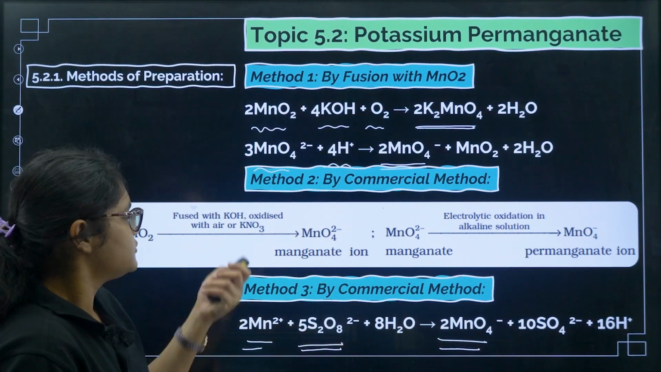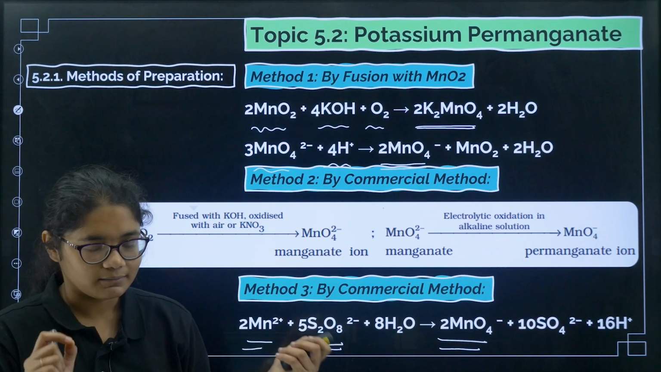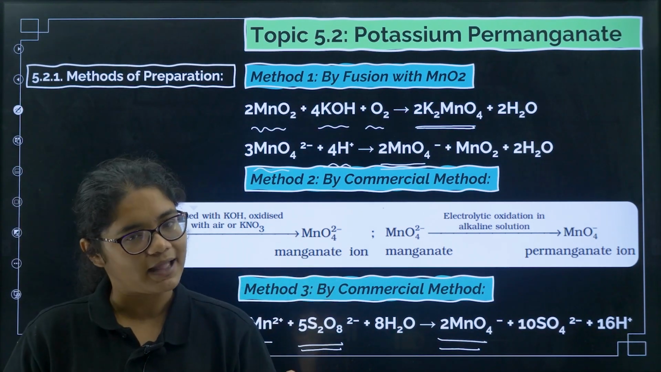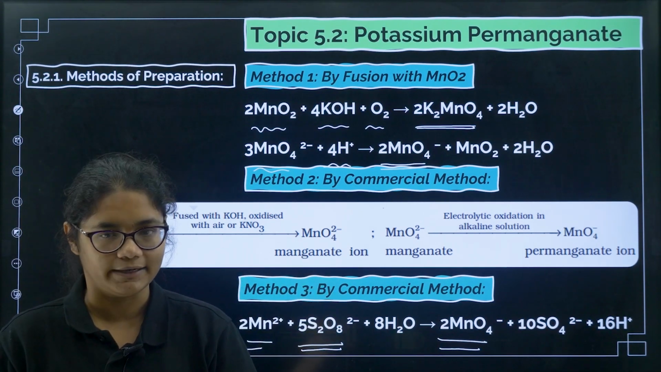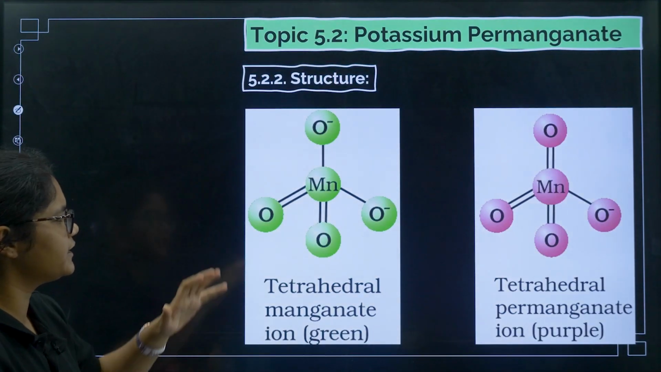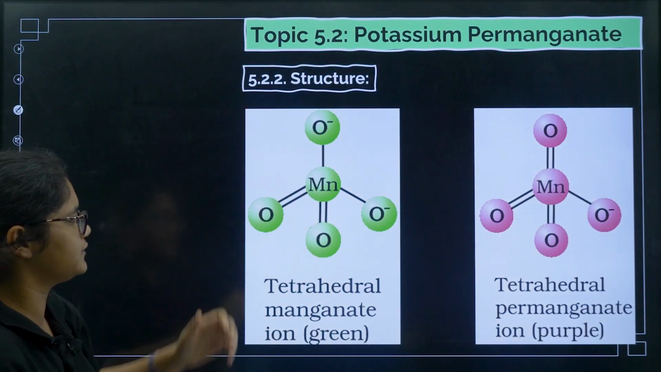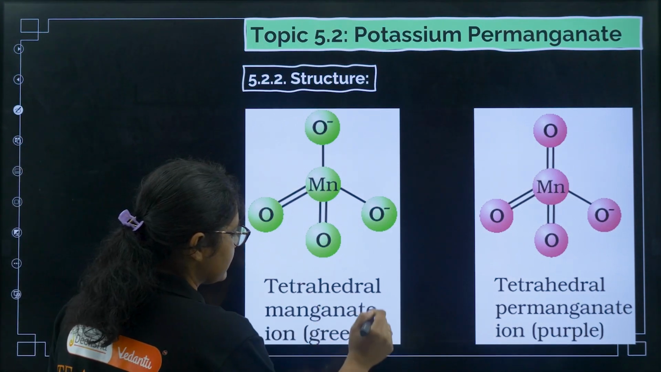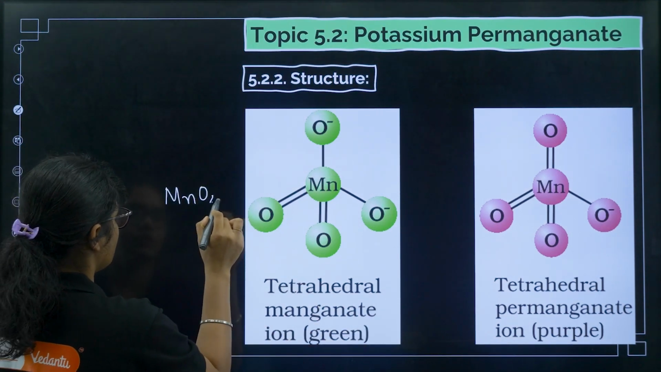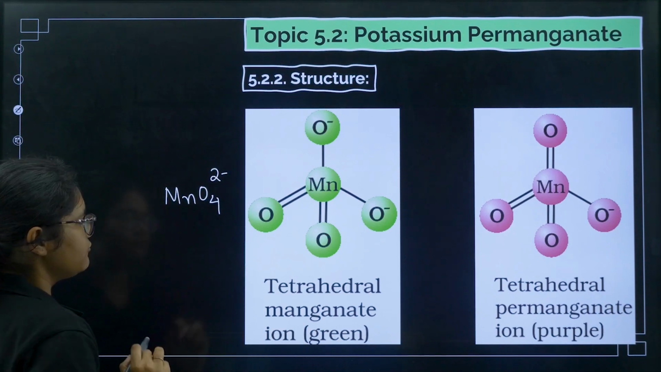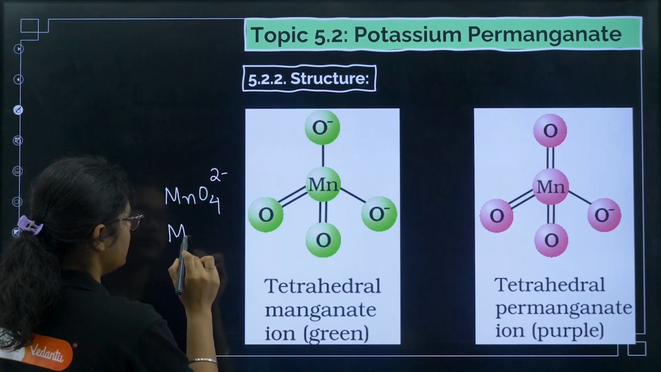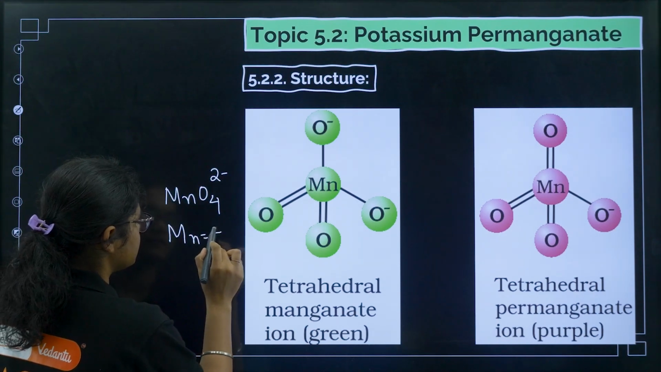Clear? So these are theoretical things, you need to remember these reactions, but you just have a mindset that first we are getting manganate, and from manganate to permanganate. Now coming to the structure here, this one is your green color manganate ion, that is MnO4 2-. Here if you see, the oxidation state of manganese is +6, right? Mn is in +6 oxidation state.